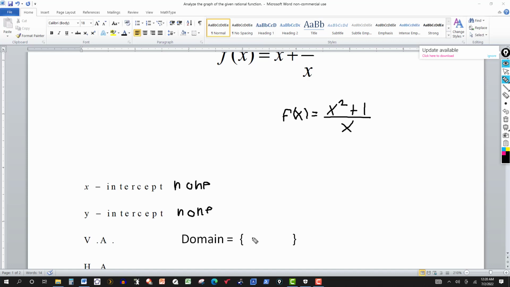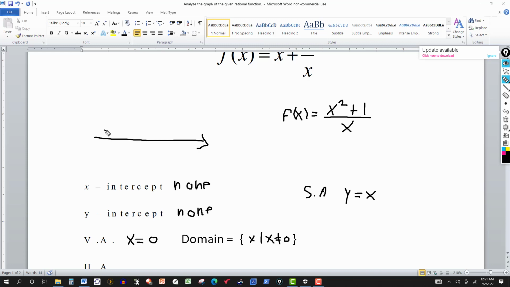Domain, it's all the permissible replacements for x. Well, the only one that's not permissible is x equals 0, because that's the number that makes the denominator 0, and that's undefined. So the domain is the set of all x such that x is not 0. Any number will work in the domain except 0. Vertical asymptote, we said it's where the graph is undefined, or where the denominator is 0, so x equals 0. And for the oblique, the slant asymptote, it is y equals x.